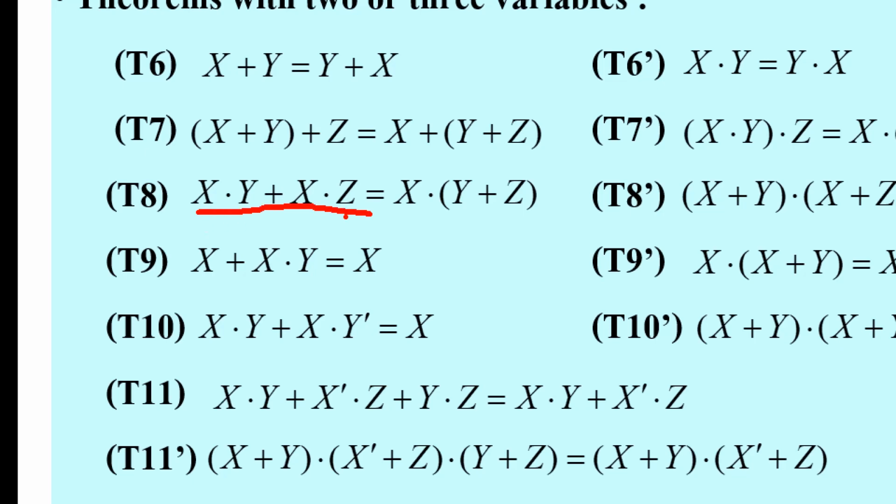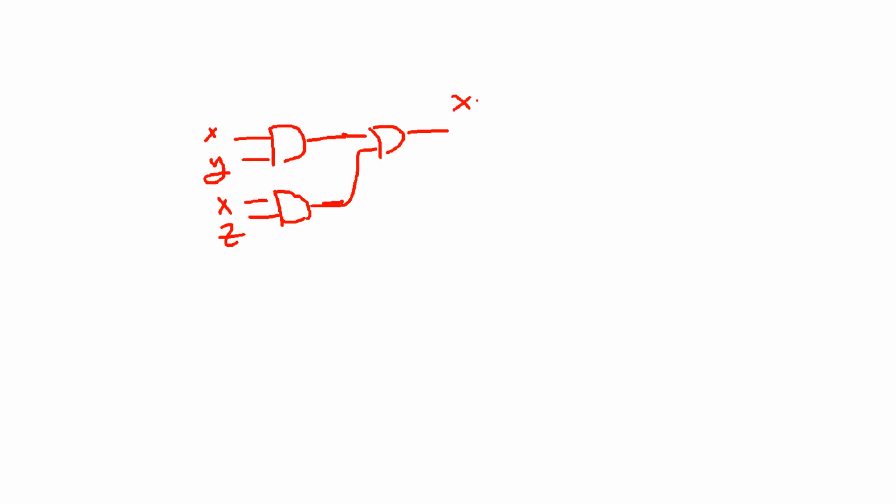For this theorem, okay, if you connect the circuit based on this left hand side, sorry, you will use 2 AND gates and 1 OR gate, right? Something like this. Write this one, right? X and Y, X and Z, all together. Okay, so this function is X and Y or X and Z.